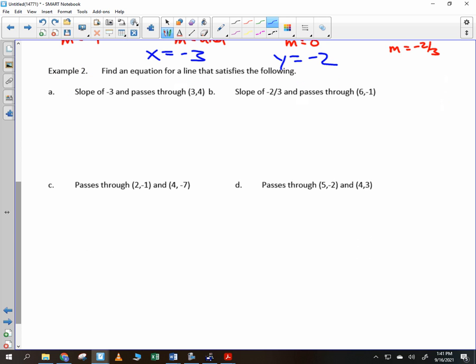Find an equation for a line that satisfies the following. Every time you're asked to write an equation for a line, you always need 2 things. You need slope, and you need a point that it passes through. Notice in this situation, they tell us that it passes through (3, 4), and that the slope is -3.